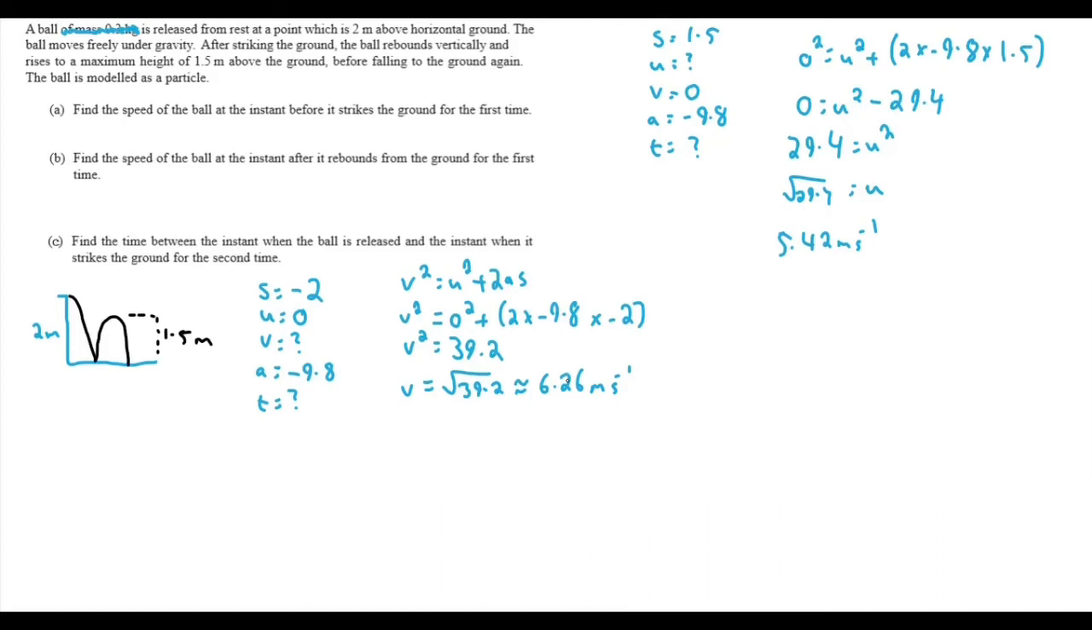For part C, find the time between the instant when the ball was released and the instant when it strikes the ground for the second time. So after the time it takes to get from here all the way down here. Now the fact that here we've had to use two different SUVAT equations shows the situation has changed, and if the situation changes partway through, we cannot consider it all in one go. We're going to have to find the time to get from here to here, and then separately the time to get from here to here.